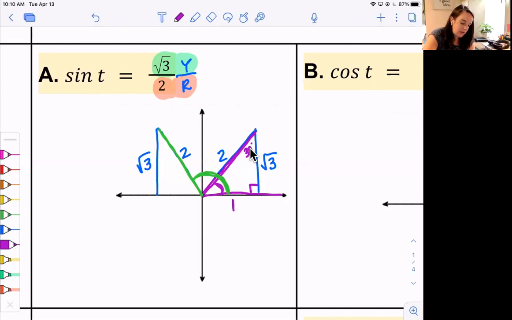And so then what does that mean the purple angle is? What is the size of the purple angle? 60 for sure. Thanks, Fatima. 60 degrees. So this one here is 60 degrees. That is one of my answers. All right, let's deal with the green triangle, the green triangle over here.